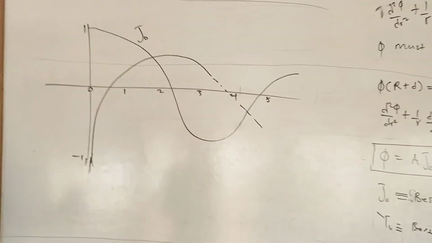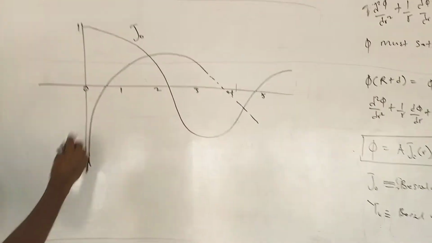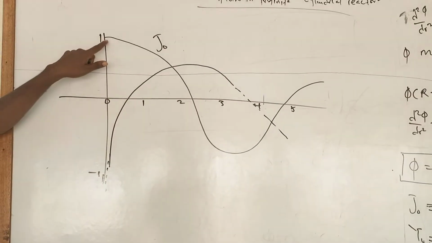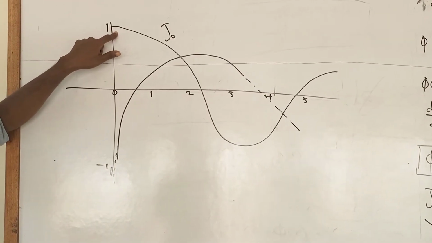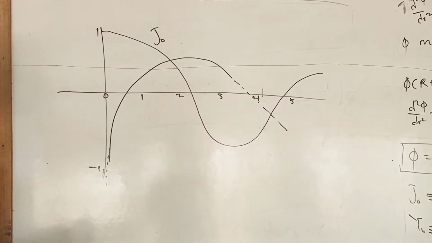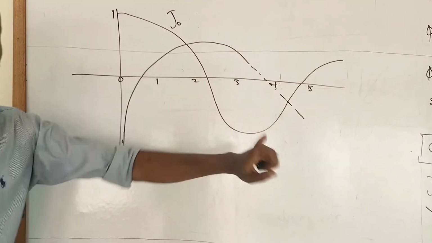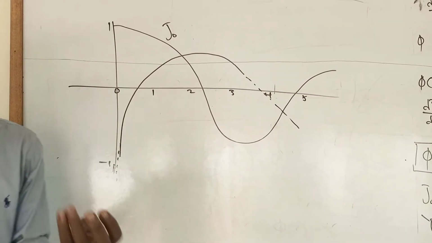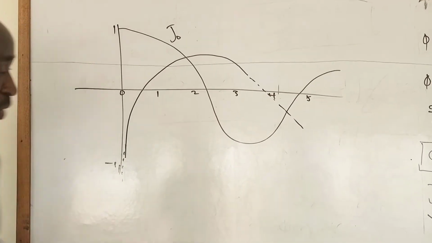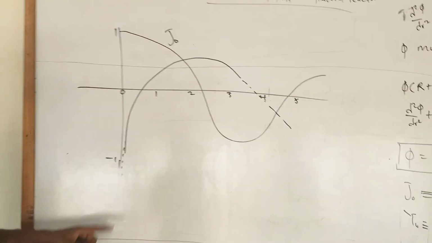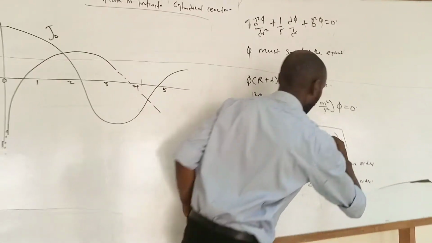Now you will discover something. At x equals 0, J naught is finite. Wow. Well, Y naught is infinite. So that means Y naught can never satisfy the equation, because at zero the flux must be finite. So because Y naught at zero is infinite, we have to cancel this side out.